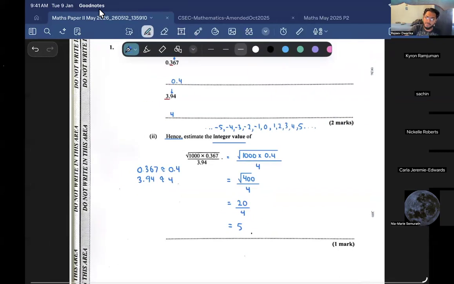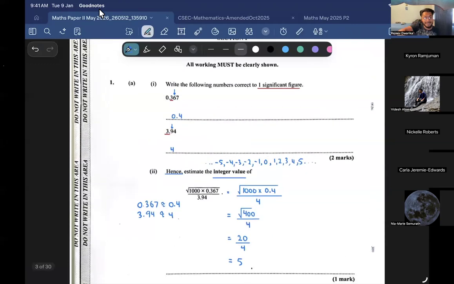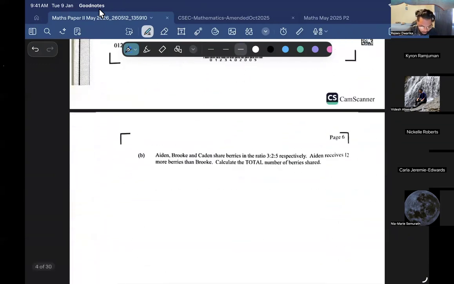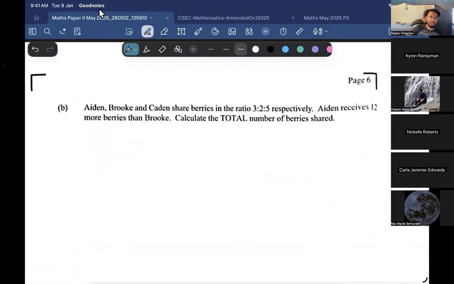Cool. So anytime you see the word hence, what does that mean? Anybody want to tell me? Hence. Come on, guys. Tell me. The information before. The information before. If you find something in the last question, you have to use it in this question. That is what it means. We're going to move on.